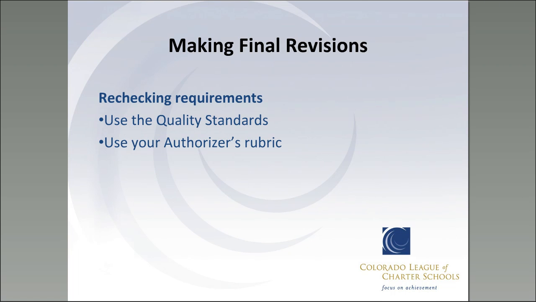And then again, rechecking those requirements. You cannot do this enough, because you just want to make sure that you have everything that your authorizer requires. Some of those requirements may be printing requirements, or if they need a Word version of the document and the Excel of your budget spreadsheet, just make sure you have all of those requirements in place prior to making your final submission to your authorizer.